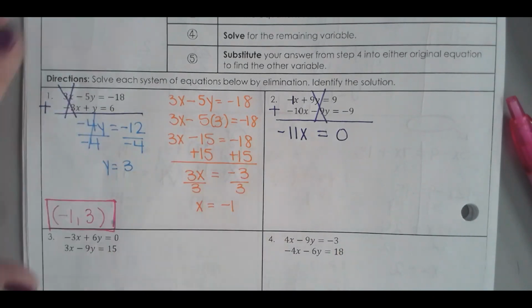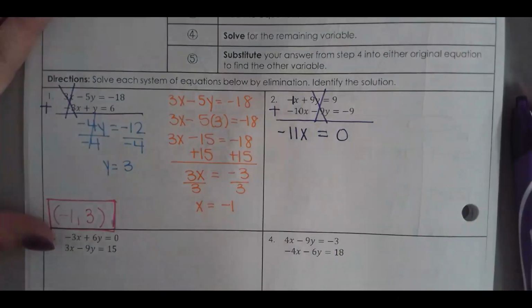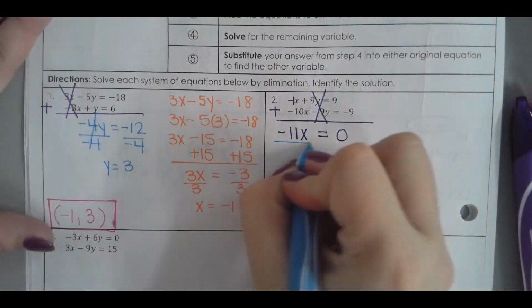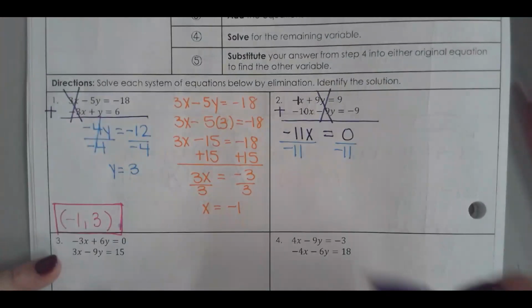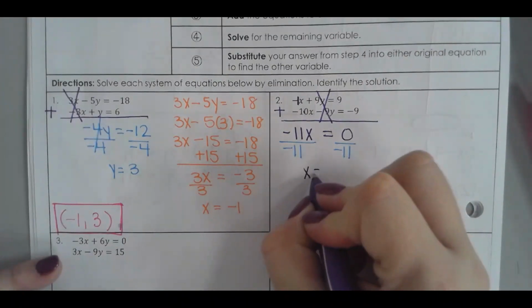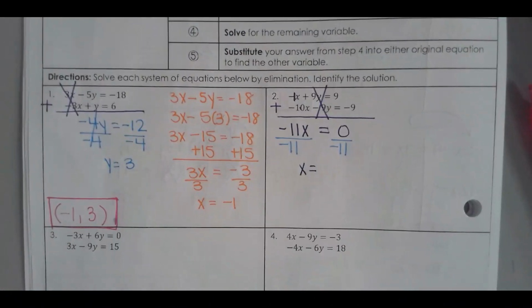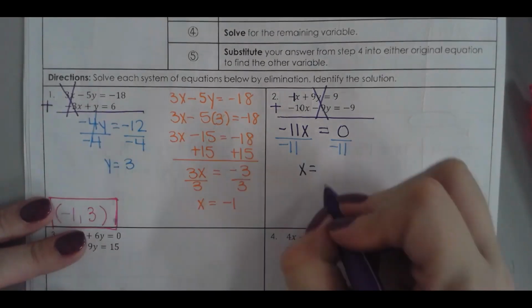And then I'm going to divide both sides by -11. That'd be 0 divided by -11 is 0.